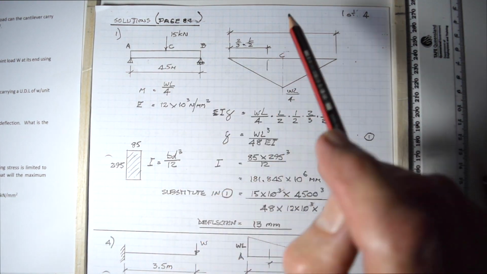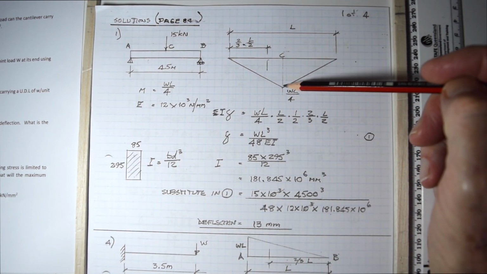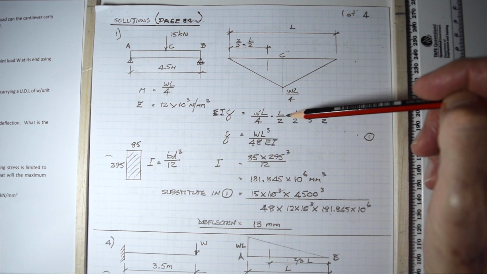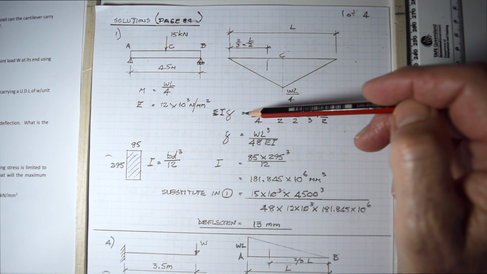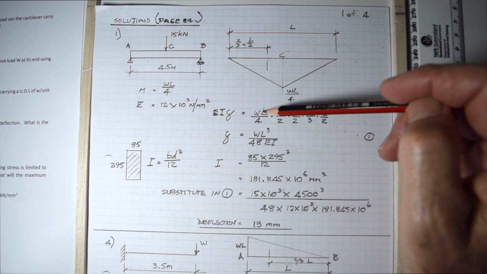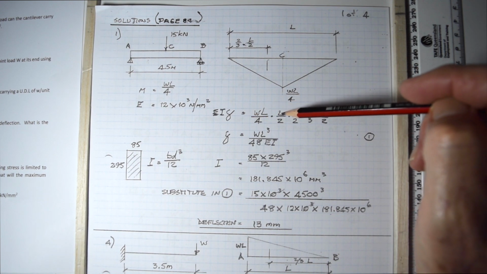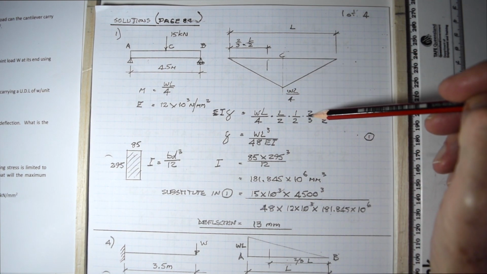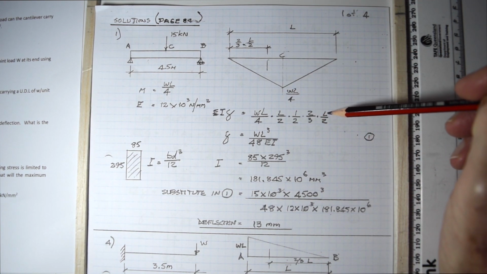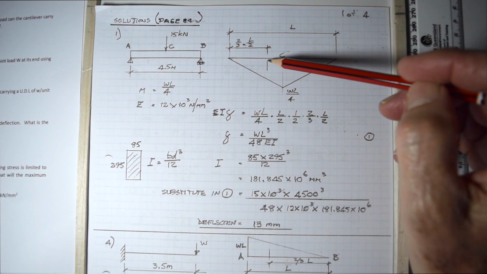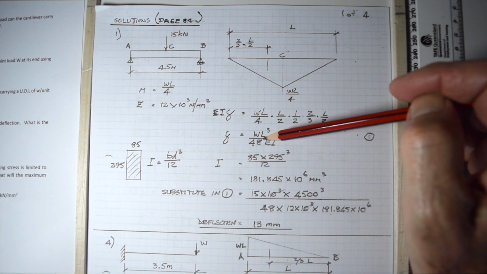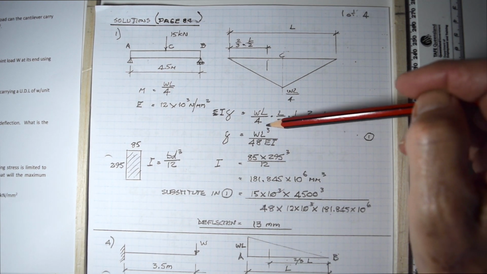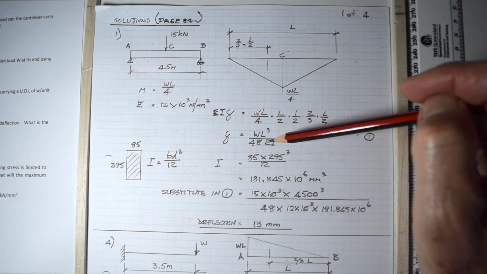M is WL over 4. We do this again as we've just been doing in the lecture previously. WL over 4 by L over 2 by a half gives you the area of that triangle, times 2/3 of L over 2. 2/3 of L over 2 gets you back to the formula that we found earlier in the lecture, WL cubed over 48 EI.